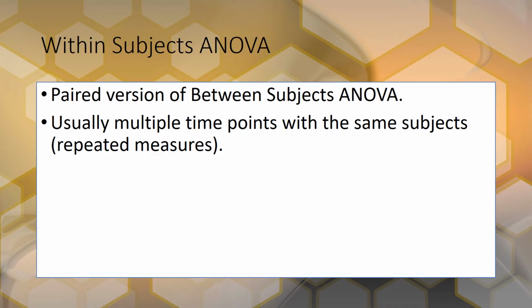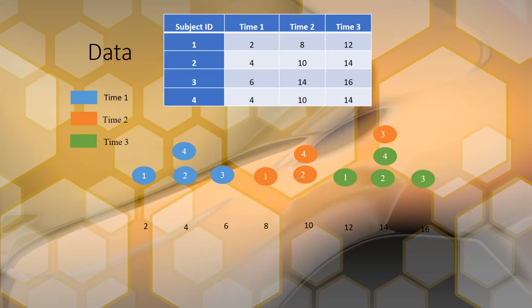And a within subjects ANOVA is the paired version of a between subjects ANOVA. Usually we have multiple time points with the same subjects. This is called a repeated measures design. Here, for example, we have 3 time points and 4 subjects. And this is repeated measures because you can see the subject takes the assessment 3 times.